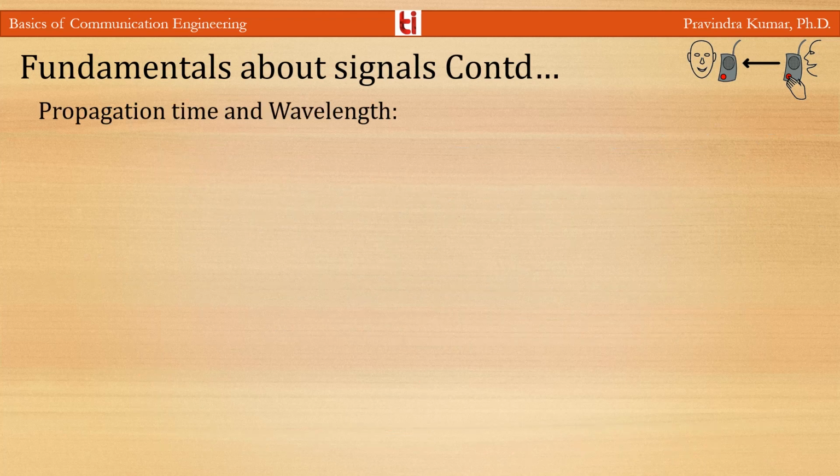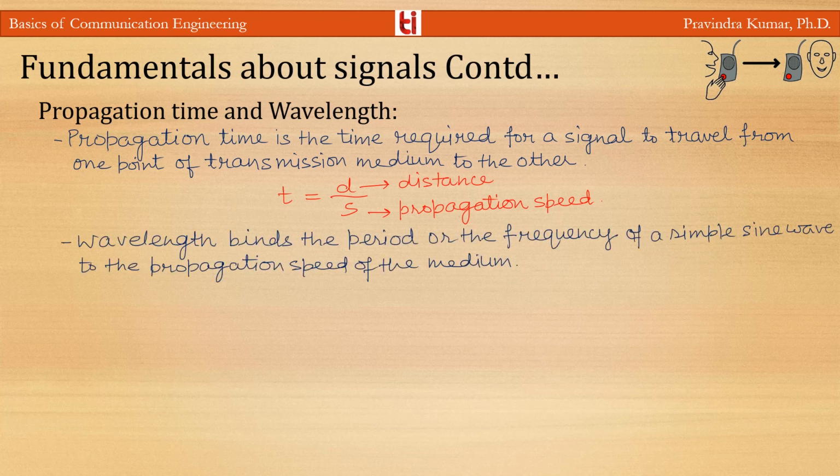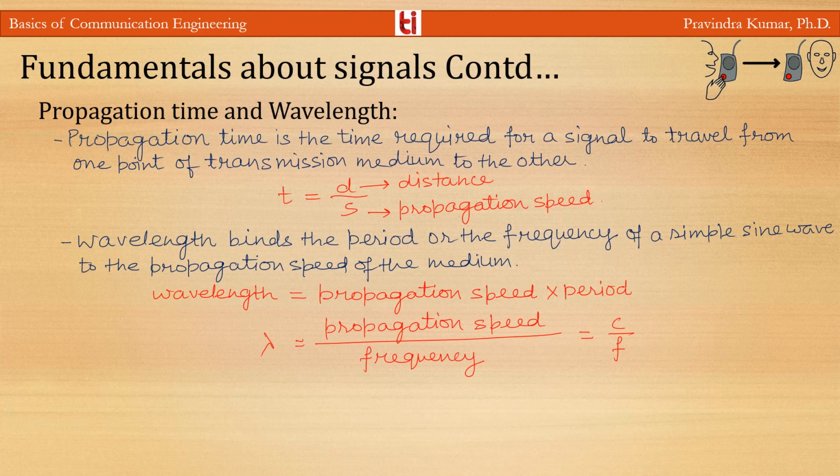Now the propagation time and wavelength. Propagation time is the time required for a signal to travel from one point of a transmission medium to another. Time t is distance divided by propagation speed. Wavelength is another characteristic of a signal traveling through a transmission medium. Wavelength binds the period or the frequency of a simple sine wave to the propagation speed of the medium. Wavelength is propagation speed times period, or propagation speed divided by frequency, so lambda equals c/f.